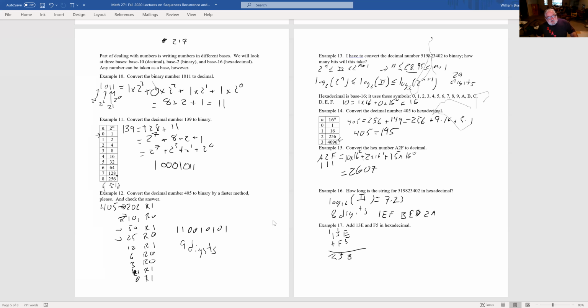So recurrence relations show up a lot. There's a way to solve them if they're of a particular form. And then some stuff about these bases.